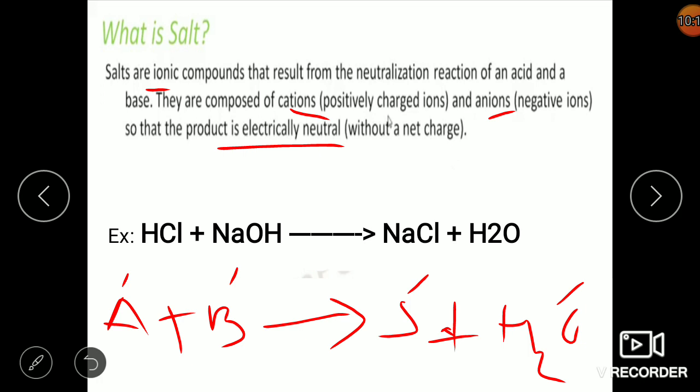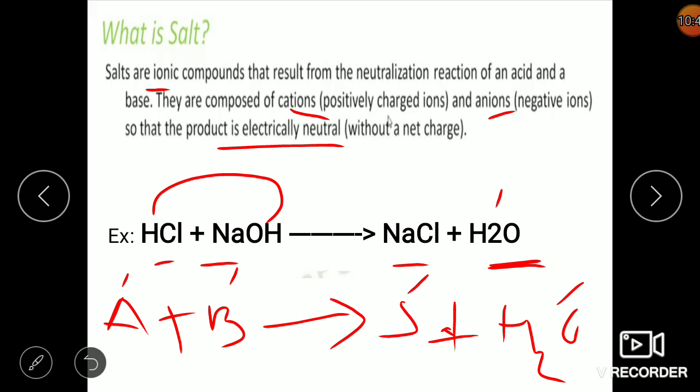HCl is an acid. Sodium hydroxide is a base. So acid plus base, if you're mixing, then it is a neutralization reaction. What is the product of neutralization reaction? Necessarily, it must be a salt and water. The formula of water is H2O. Now, how is H2O being formed? Acid will donate H plus ion, base will donate OH minus ion, H plus and OH minus ion will combine to form water. What is the remaining part?